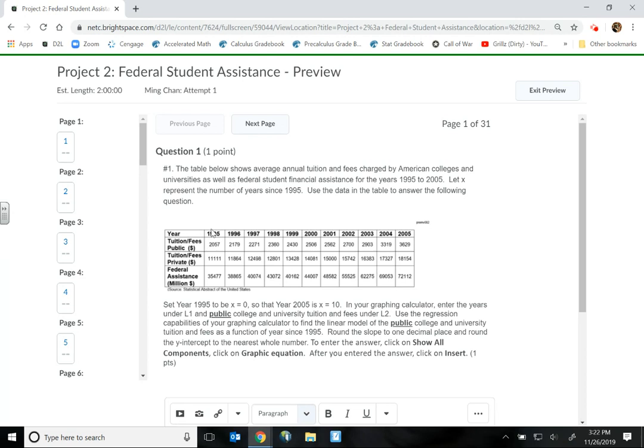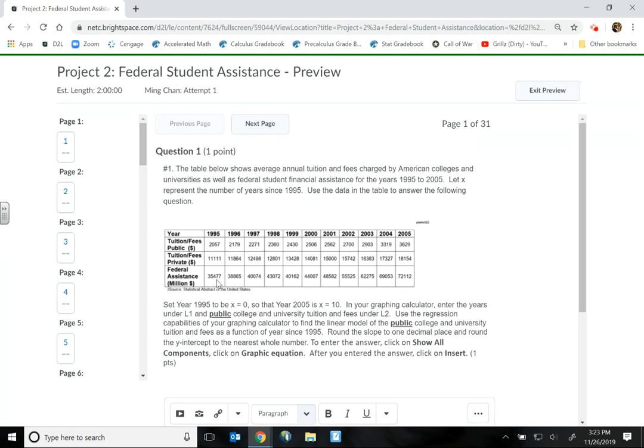So, for example, in the year 1995, okay, the average public tuition and fees is $2,057. For the private university and college, it was $11,000. And the federal assistance is actually 354,777 millions. So this federal assistance is in terms of millions. So that means behind the 7, technically there's actually 6 zeros behind it.